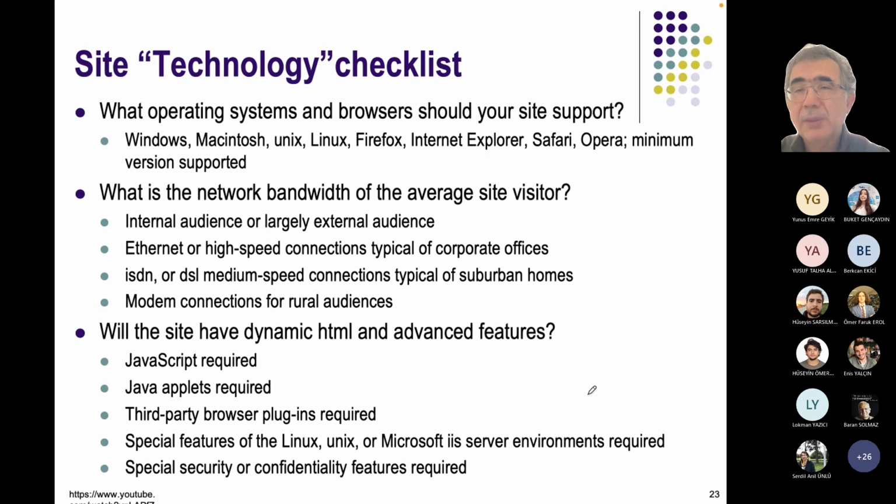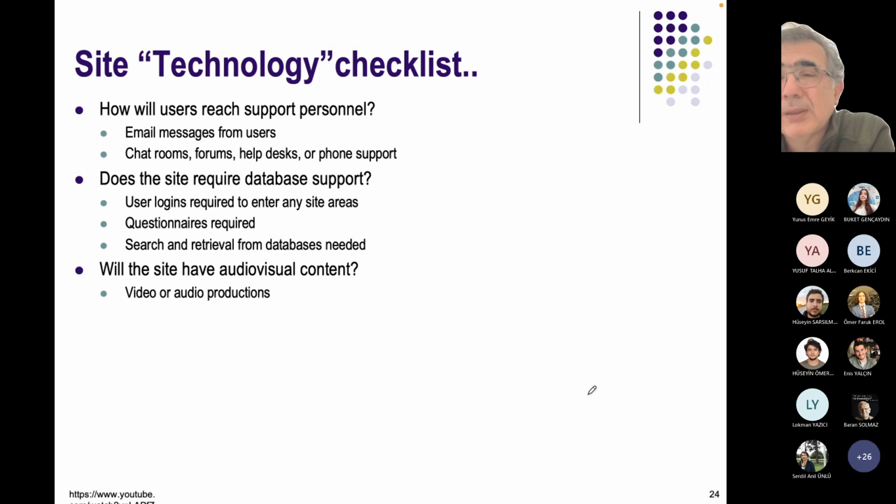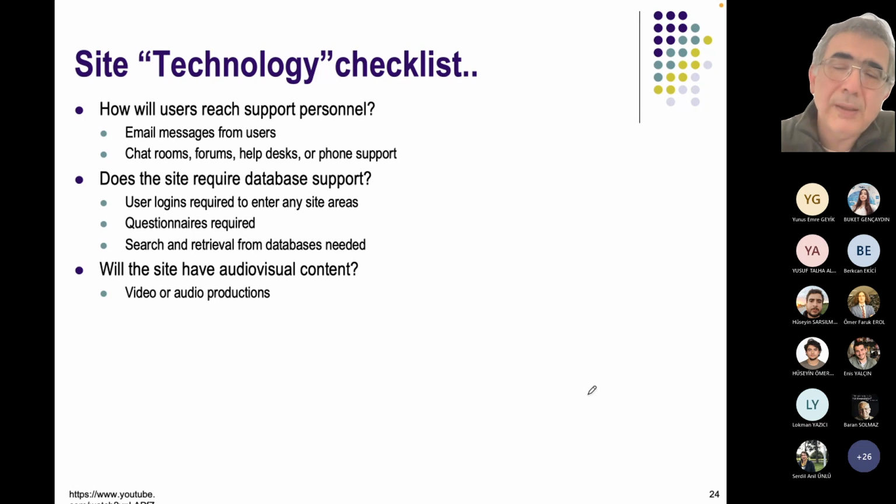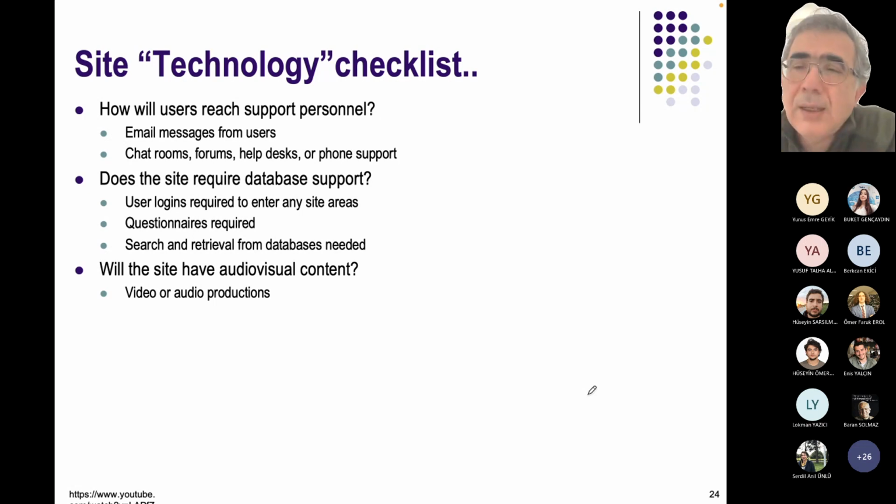What operating systems will be supported? What is the network bandwidth? What is the client capability? Do we have dynamic content like Java or other third-party things? How are users going to connect to the support? Do we have a database? What kind of database? Do we have video content? Do we need additional video servers separately? Do we have additional graphics servers? Are we going to have too many requests? So do we need load balancers, etc.?